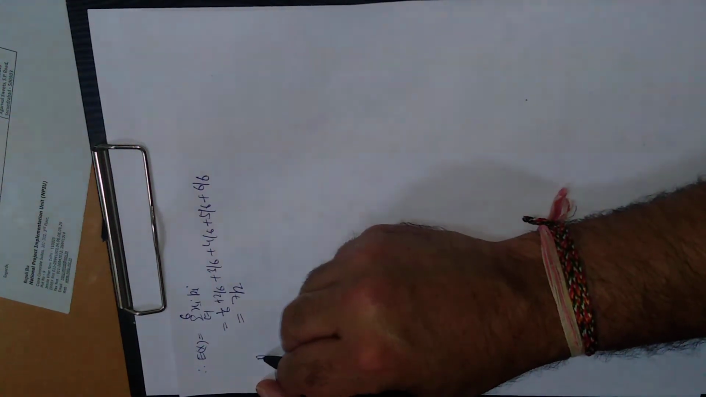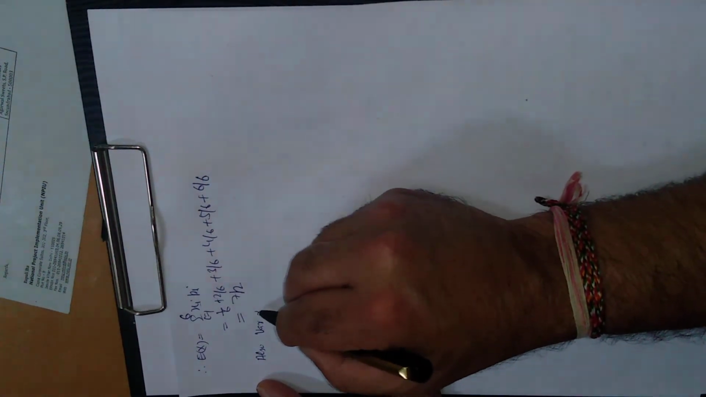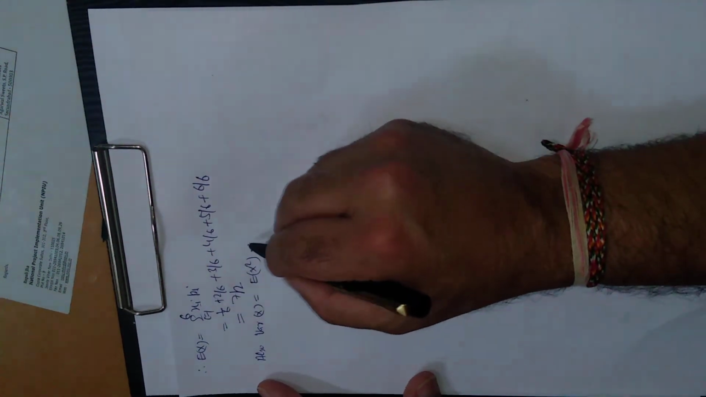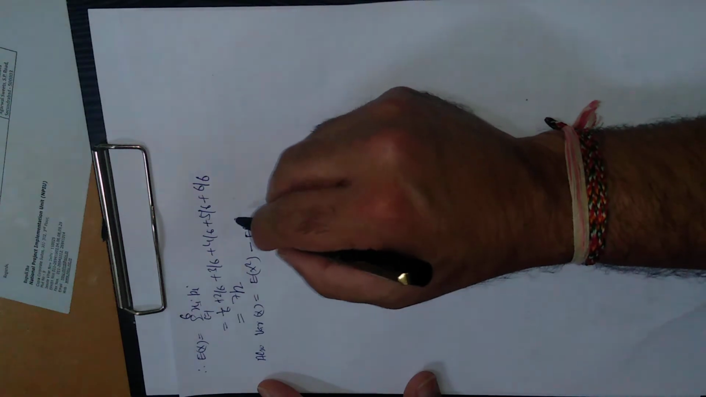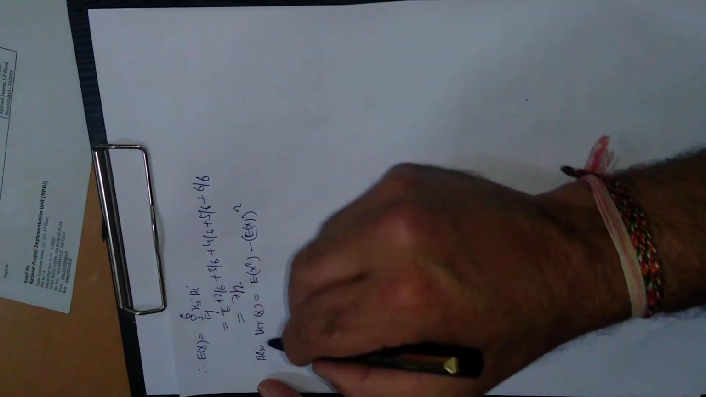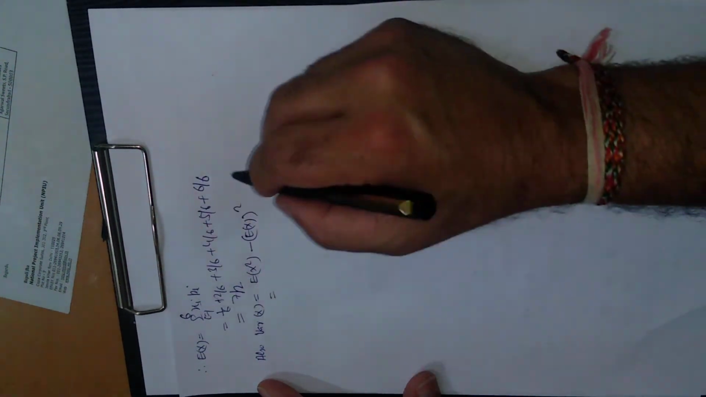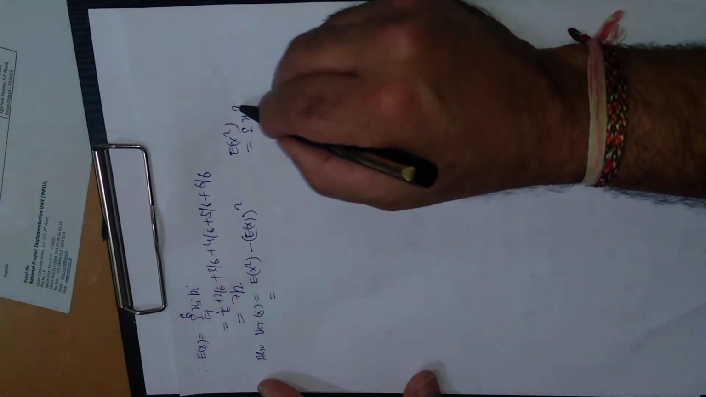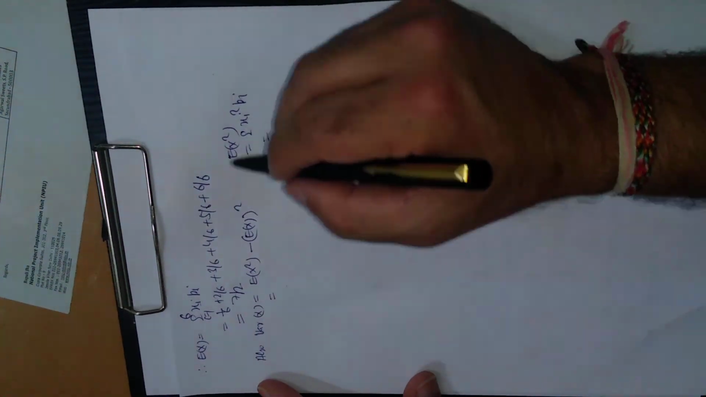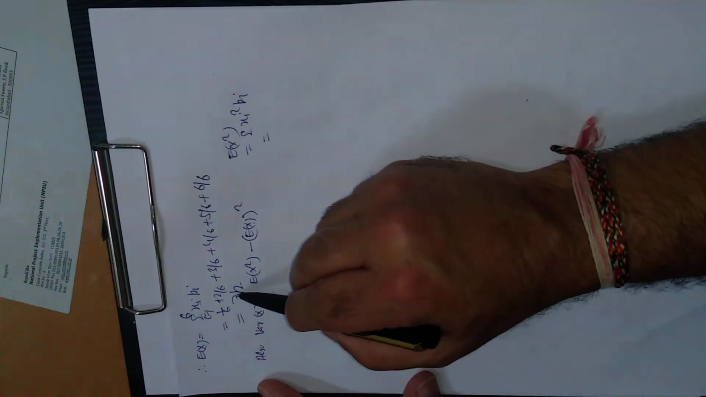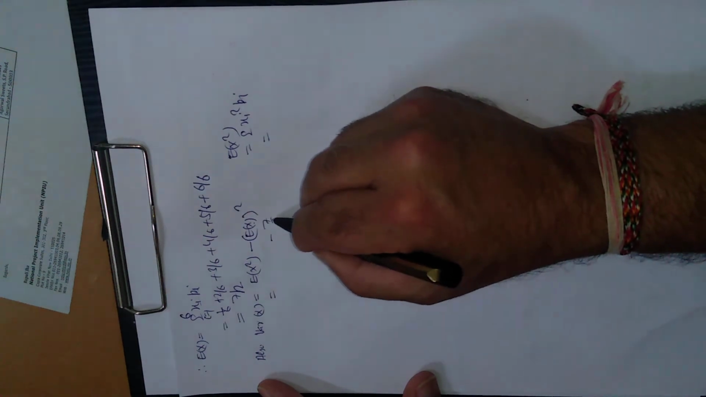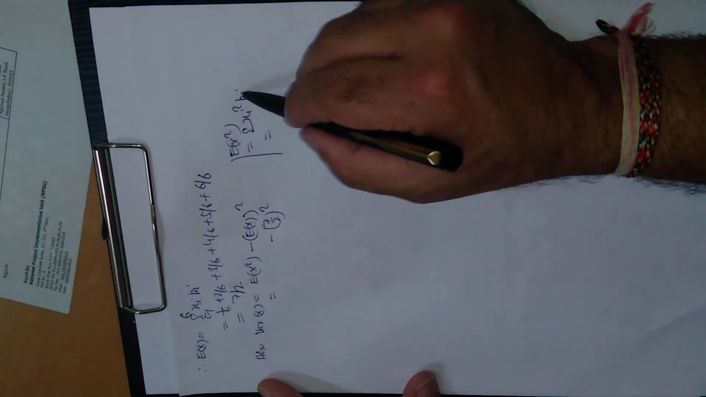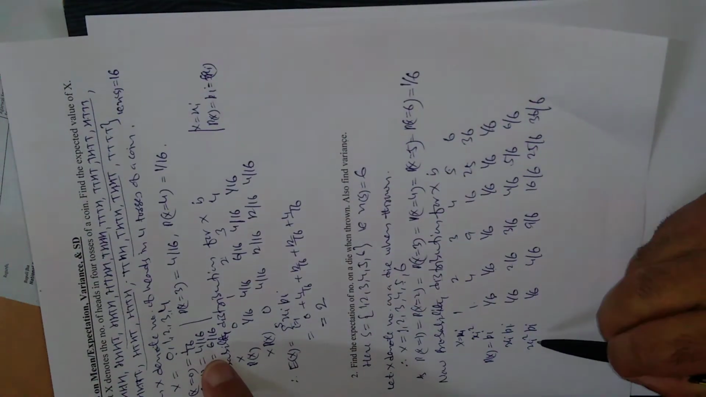Also, the variance of x can be written, since we know the formula, as E of x square minus E of x whole square. E of x square means the summation of xi square pi, and E of x we have just evaluated, which is 7 by 2. Now for the summation of xi square pi, the xi square pi values are here.